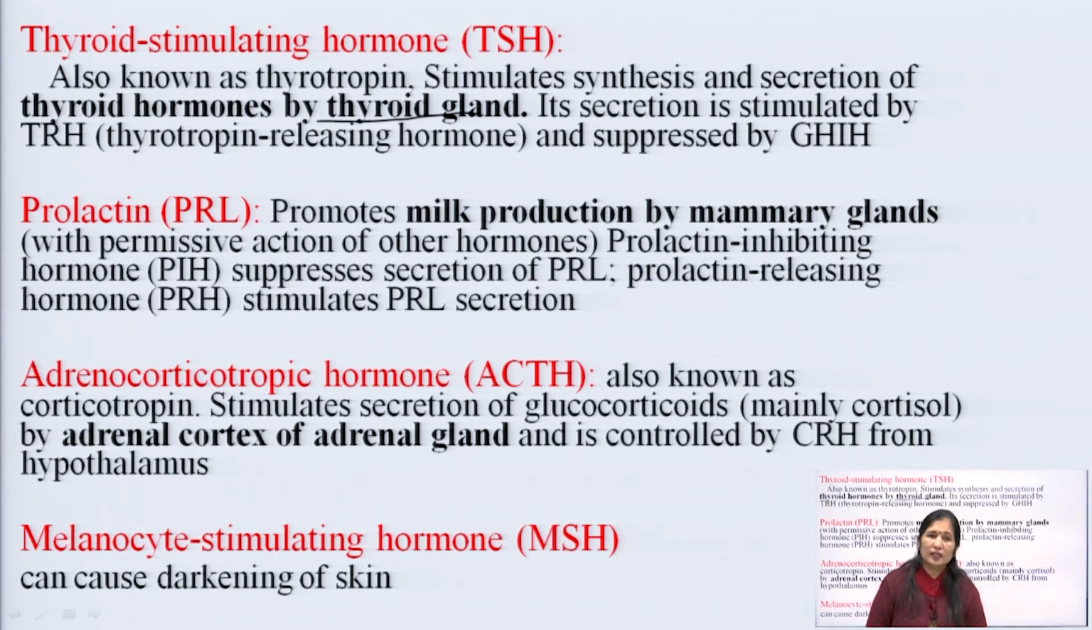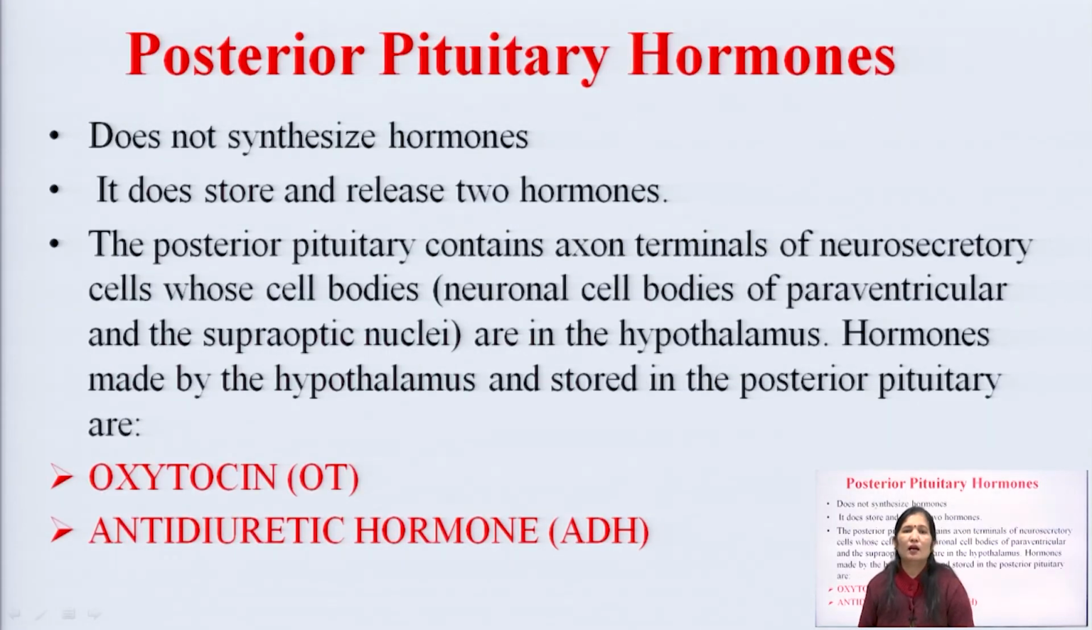Adrenocorticotropic hormone, which is again an anterior pituitary hormone known as corticotropin, stimulates the secretion of glucocorticoids from the adrenal cortex of the adrenal gland, and this ACTH is controlled by CRH from the hypothalamus. Melanocyte stimulating hormone can cause darkening of the skin, and it is also an anterior pituitary hormone. Now, we talk about posterior pituitary hormones.